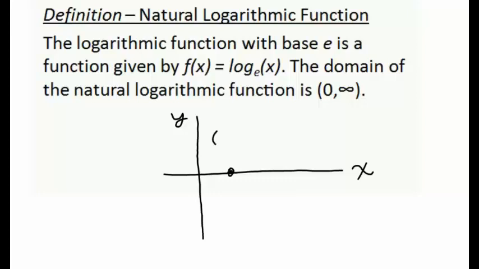Just like all of our other logarithmic functions, it is going to pass through the point (1, 0), and it is going to have a vertical asymptote at x equals 0, and it's going to gradually increase as we move to the right, and decrease as we get closer and closer to 0. So as you can see from our graph, the domain of the natural logarithmic function is everything bigger than 0.